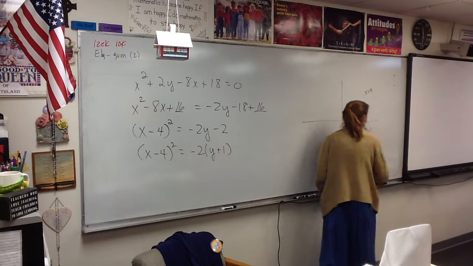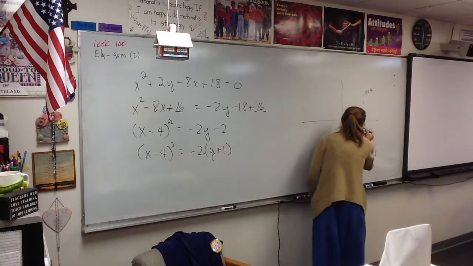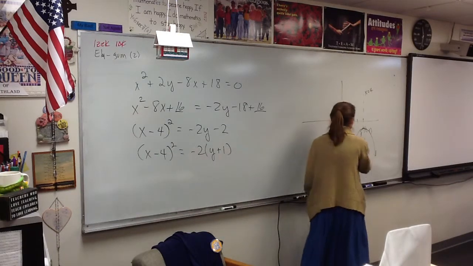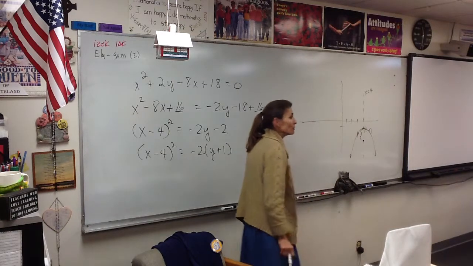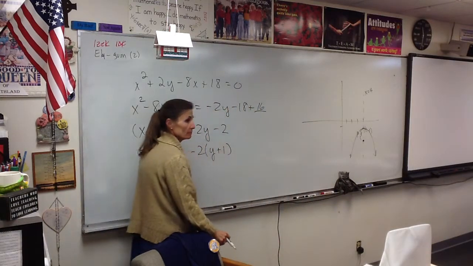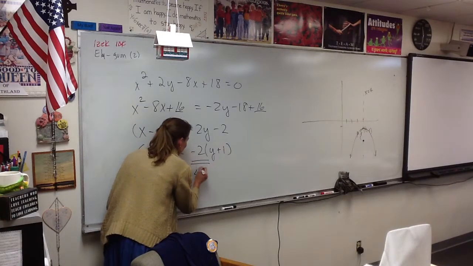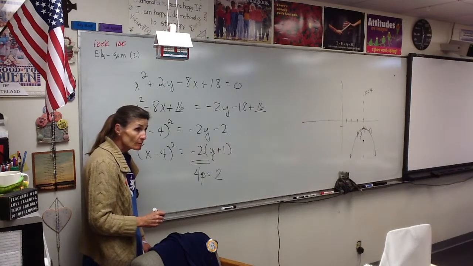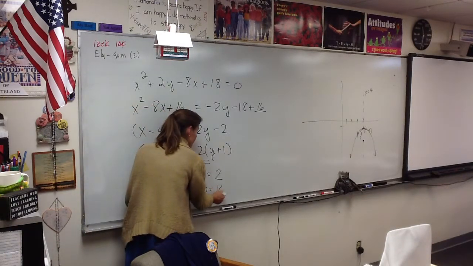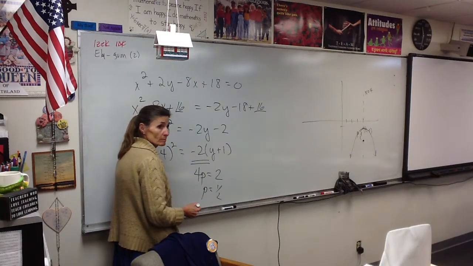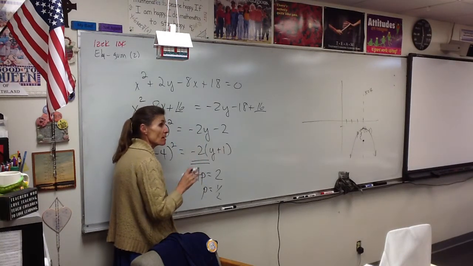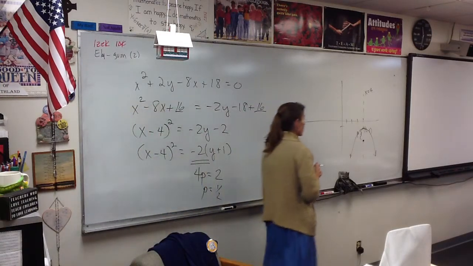Here's my focus. If I knew this distance, I would be all set. We call that distance P. How do we find P? This guy right here is always 4P, right? So if 4P is 2, P is a half. It doesn't matter, I'm going down, right? I don't care, it doesn't matter to me. It's a distance, it shouldn't be negative, but it doesn't matter. It tells me I'm going down. So I'm going down a half.